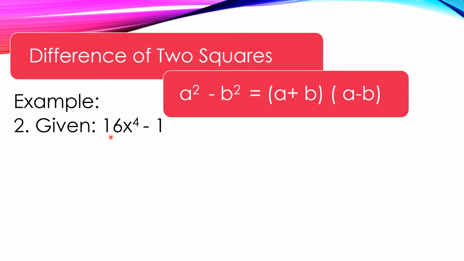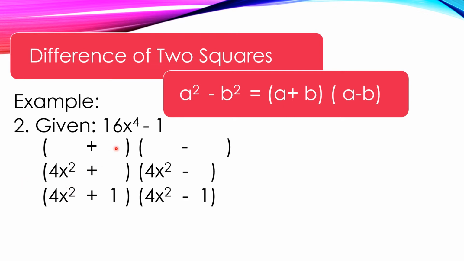Since this is a difference of two squares, first we draw two parentheses. The operation between them is addition and subtraction. Then get the square root of 16x to the fourth, and that is 4x squared. Then get the square root of 1, that is positive 1. Hence, the factors of 16x to the fourth minus 1 are 4x squared plus 1 times 4x squared minus 1.